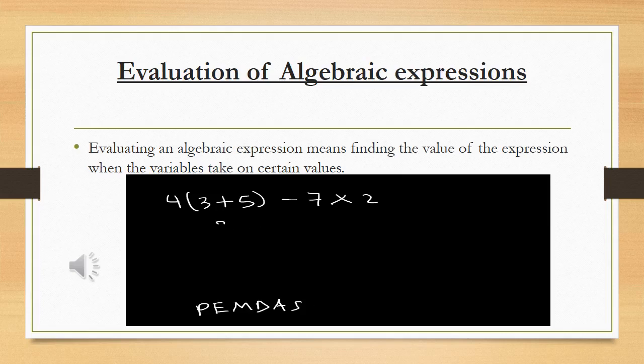3 plus 5 is 8. And now we need to multiply. 4 times 8 is 32, and 7 times 2 is 14. And now we can subtract. 32 minus 14, that's going to be equal to 18. And so that's the answer for this example.